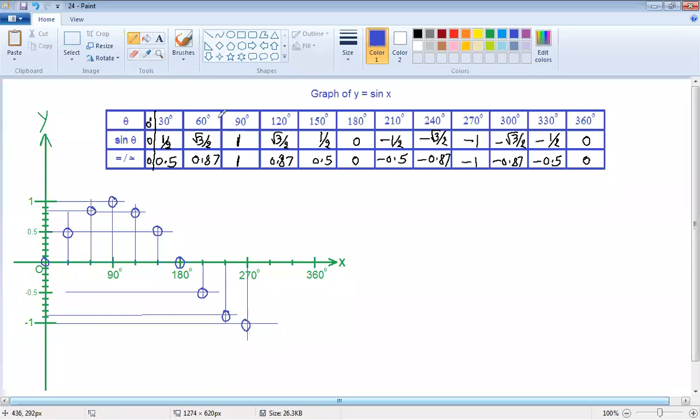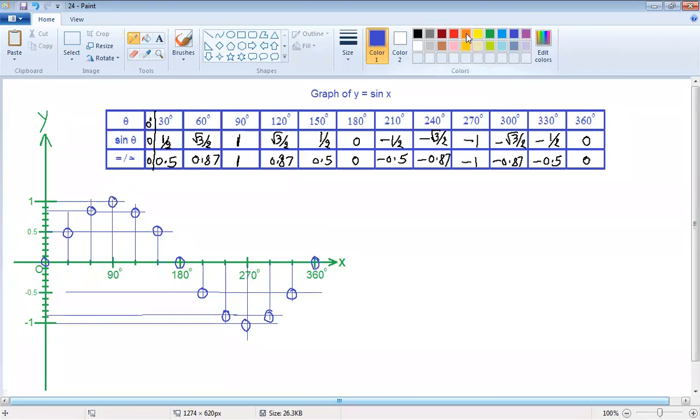Then again, these values repeat. Sine 300-degree is here. Sine 300-degree is at this level. I take a vertical line here. So this is the point. Then comes this level back, so this is the point, and finally sine 360 degree is 0.